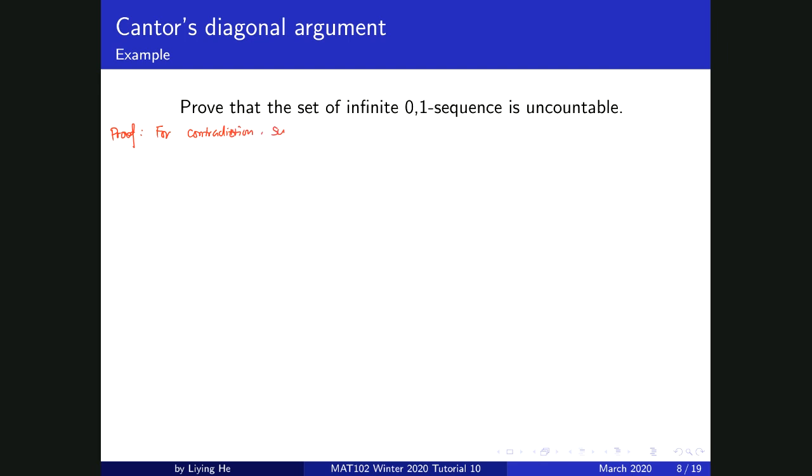Suppose, let's call this set A. Suppose A is countable. So by definition of a countable set, we know that it has the same cardinality as the natural numbers, which means there exists a bijection between A and the natural numbers. So I'm just going to suppose we have a function f that maps from natural numbers to A, and this function is a bijection.